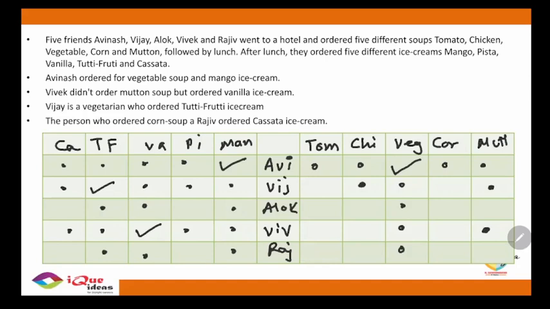Now it says the person who ordered corn soup, Rajiv. So Rajiv ordered corn soup. So row and column is out. Ordered cassata ice cream. So Rajiv has ordered cassata ice cream. Now look at rows and columns which have 4 eliminated things. So I start with ice creams. The only thing available is pista for Alok. So pista for Alok confirms all the ice creams.